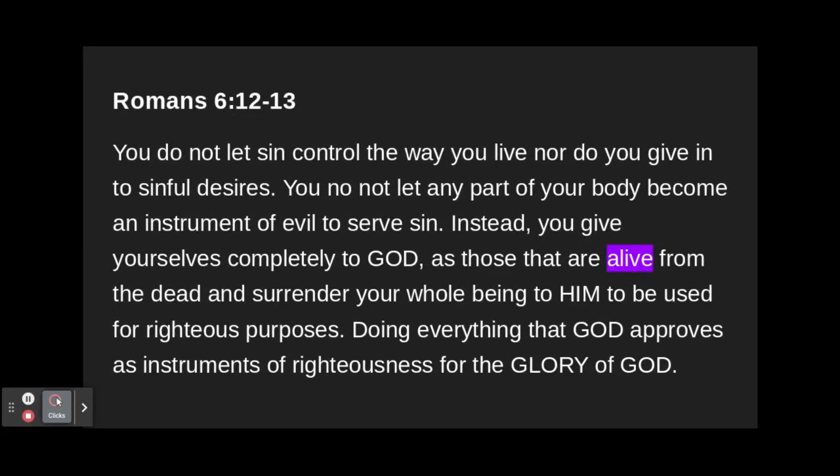Romans chapter 6, verses 12 through 13. You do not let sin control the way you live, nor do you give in to sinful desires. You do not let any part of your body become an instrument of evil to serve sin. Instead, you give yourselves completely to God as those that are alive from the dead, and surrender your whole being to him to be used for righteous purposes, doing everything that God approves as instruments of righteousness for the glory of God. Now let's define the word alive to gain deeper insight.